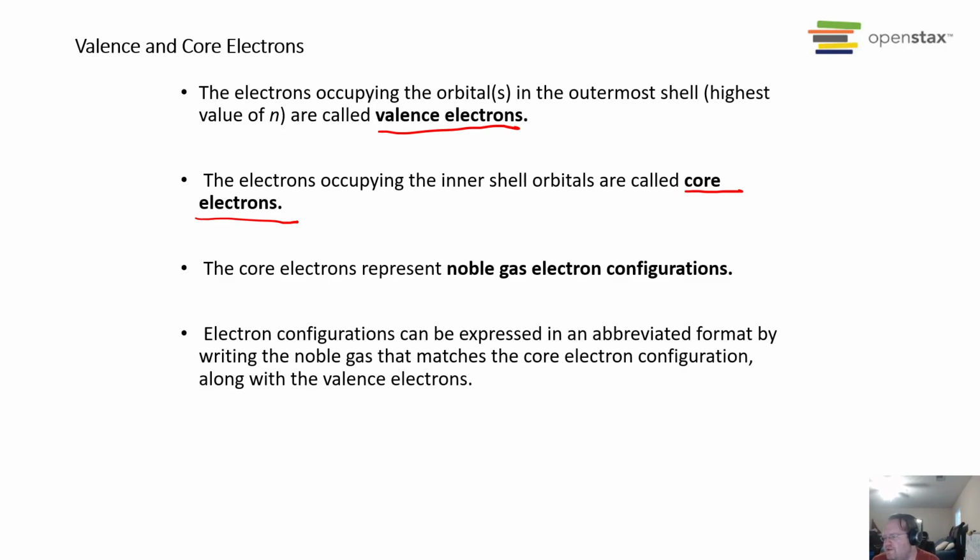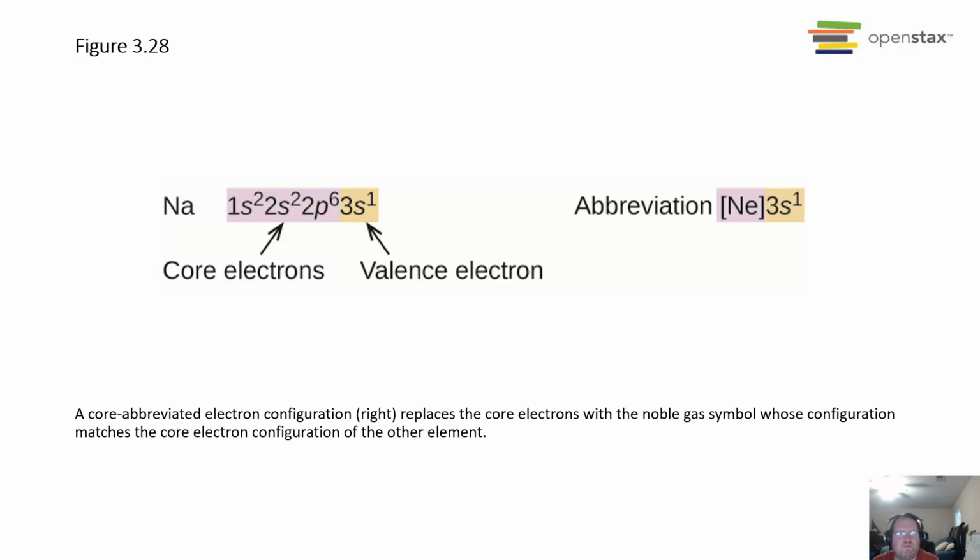Because of this, we'll also use these configurations to help with our representations of atoms that have large numbers of electrons. We don't have to write out like 62 electrons for an atom. So how do we do that? This example here is for sodium. Sodium has a total of 11 electrons. The first 10 are core electrons, the 1s2, 2s2, and 2p6. The last electron, 3s1, is in the highest energy level and is called a valence electron.